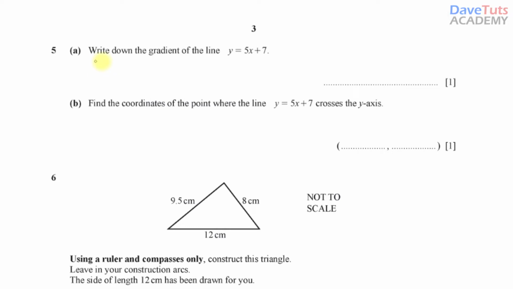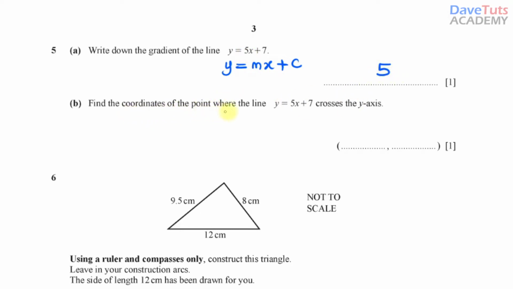For this question, our mandate is to write down the gradient of the line y is equal to 5x plus 7. And if you recollect the general form of a straight line equation, it is y is equal to mx plus c. Okay, and m is the gradient, where c is the intercept on the y-axis. If you are to compare, you can see that that gradient m is nothing but 5. So 5 is what we are being asked to just write down.